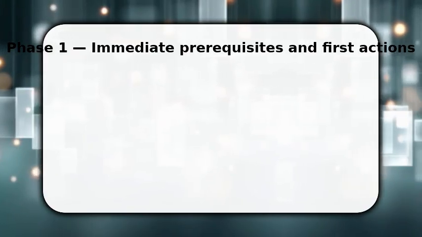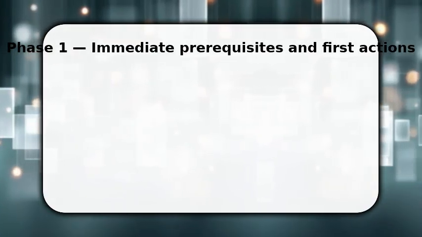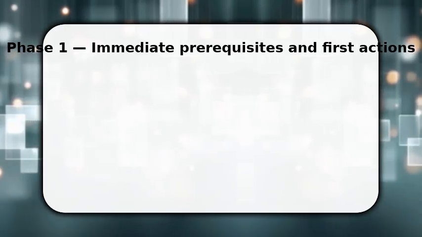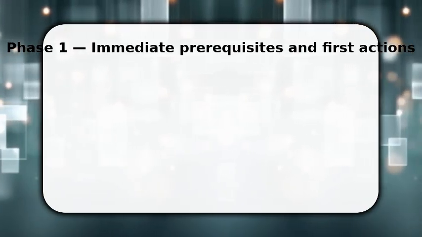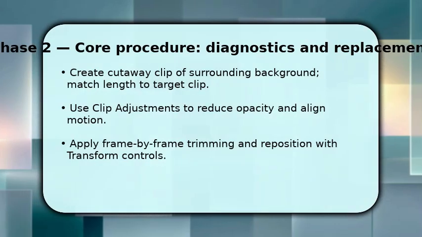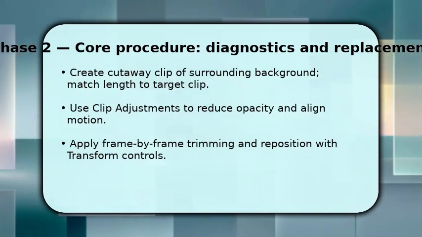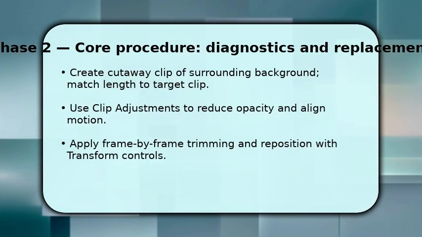This lets you scrub frame by frame for precise object isolation. Make sure playback quality is set to full so you catch subtle motion. Next, you'll remove the object by layering a clean background as a cutaway and trimming carefully.